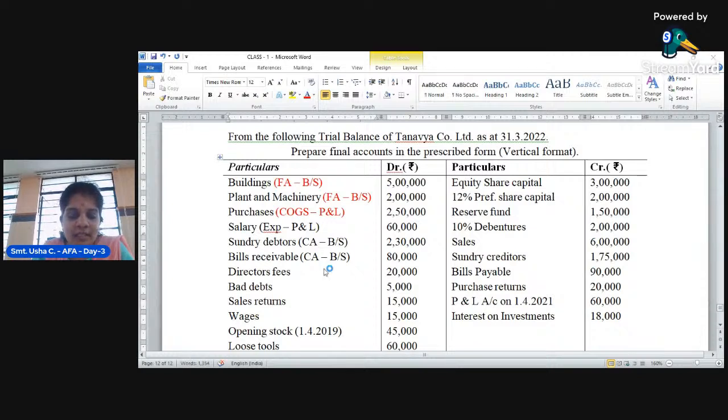Next, directors fees. So the company is having directors, for them they are paying fees in the form of remuneration, so that is also an expense, right? All the expenses will be taken under profit and loss. Next, bad debt. Bad debt is also an expenditure which will be taken under profit and loss. Sales returns. Sales return is also a profit and loss item. It will be deducted from the sales.